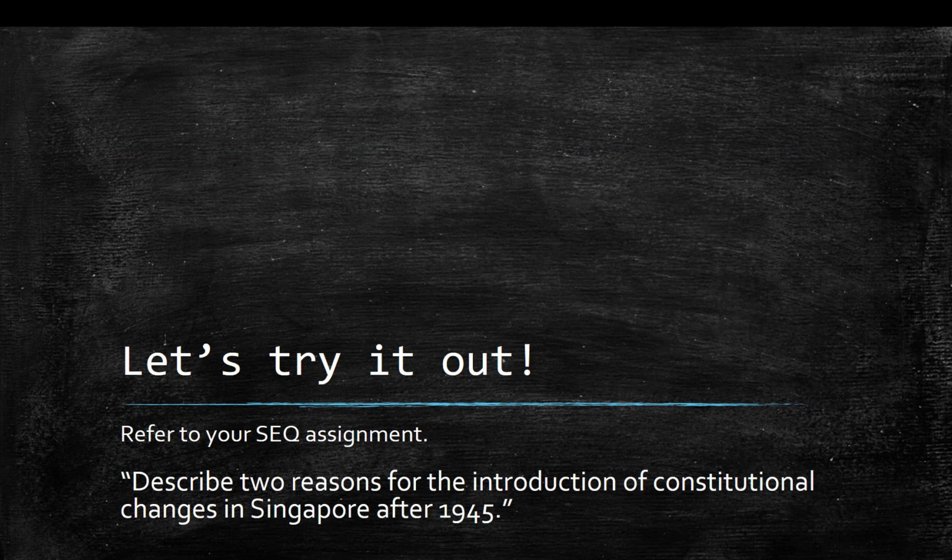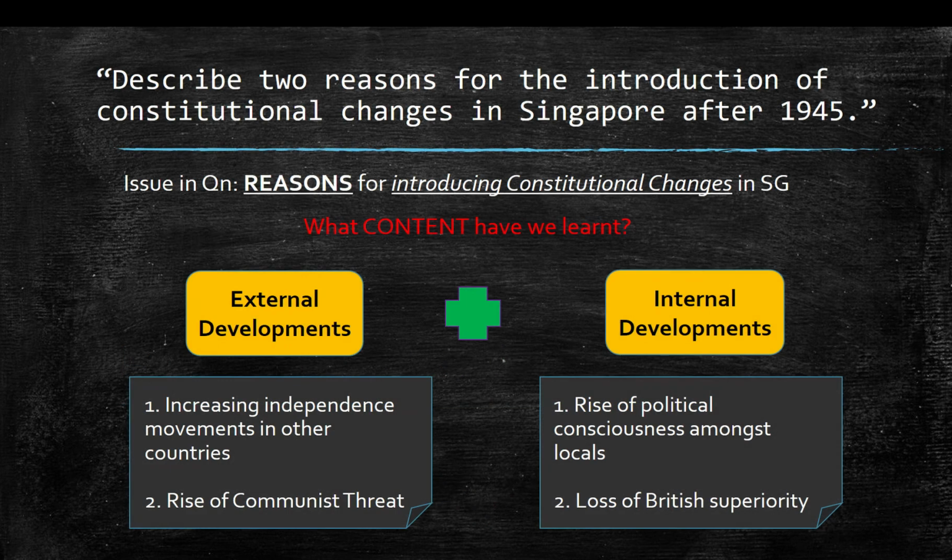Earlier on, you have been given a SEQ assignment with this question. Describe 2 reasons for the introduction of constitutional changes in Singapore after 1945. Let's break this down and analyze the question together. Alright, so what is the issue in this question? Okay, you will realize that it is actually asking you about the reasons for introducing constitutional changes. So that is already step 1, right?